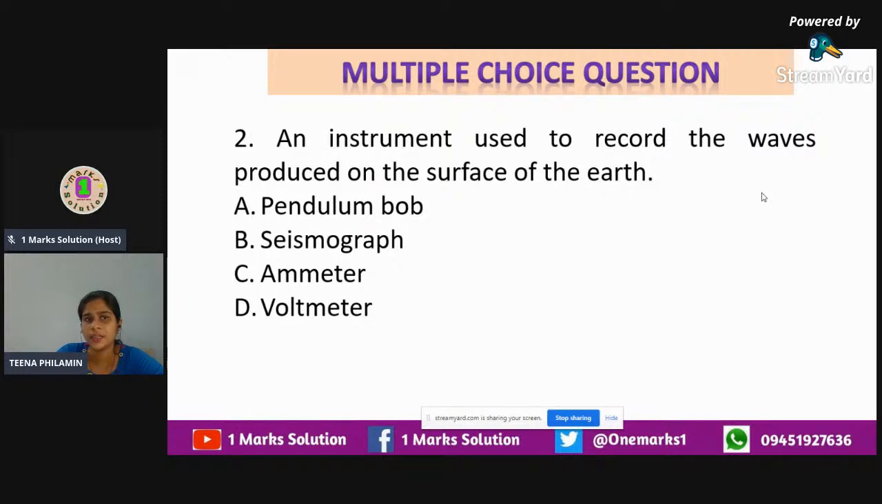And moving to C, ammeter is an instrument used to check the current of the substance, and voltmeter is used to measure the voltage of the substance. So the answer is seismograph.